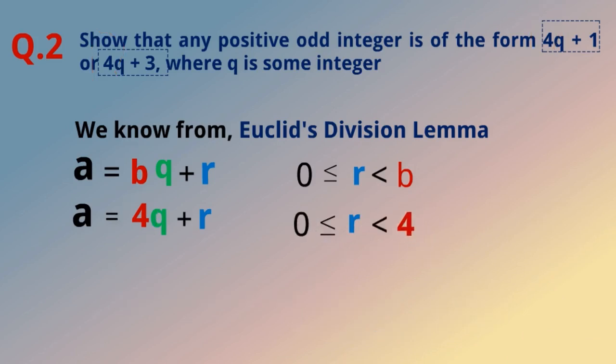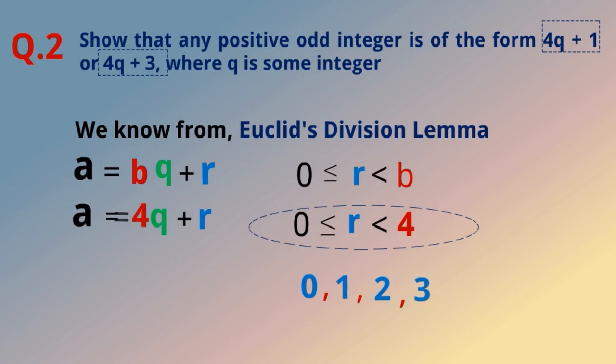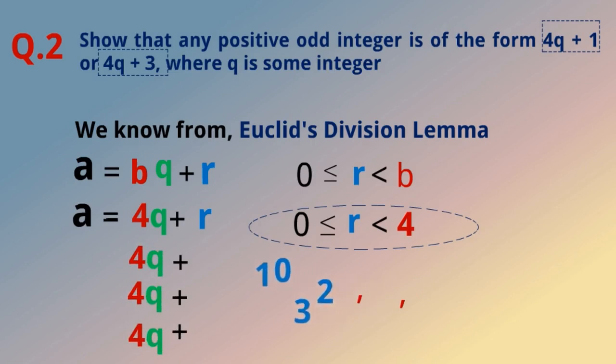So how many r values are possible in this equation? Greater than or equal to 0 and less than 4. There are 4 values possible. Maybe 0, it may be 1, it may be 2 and it may be 3. No fraction is possible here because r is positive and without any fraction. So a's value can be 4q plus 0, 4q plus 1, 4q plus 2 or 4q plus 3. 4q plus 0 means 4q.